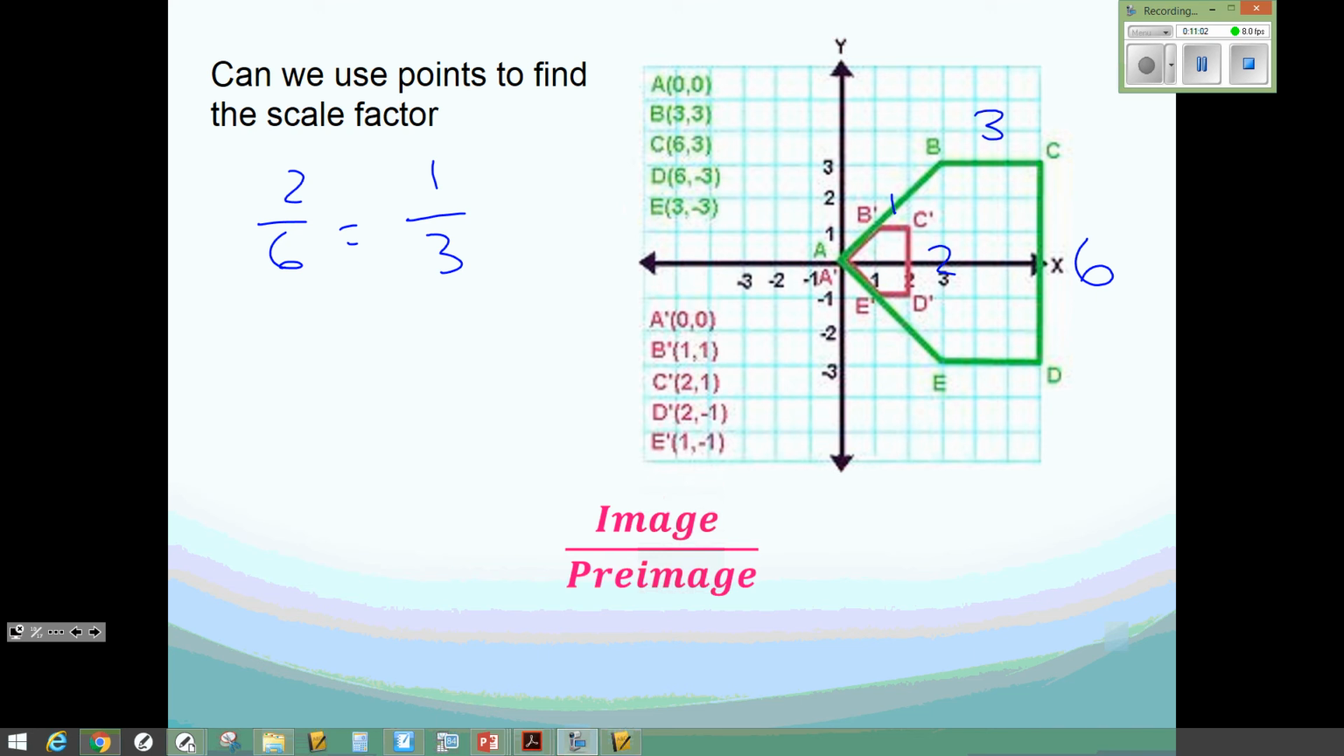Did anybody use the coordinates to figure this out? Table 9, you guys did. Which coordinate did you use? B. So B here was (3, 3), and B prime was (1, 1), right? So we had to divide by 3 to get to that, which is the same as 1/3. Either way works. Great.